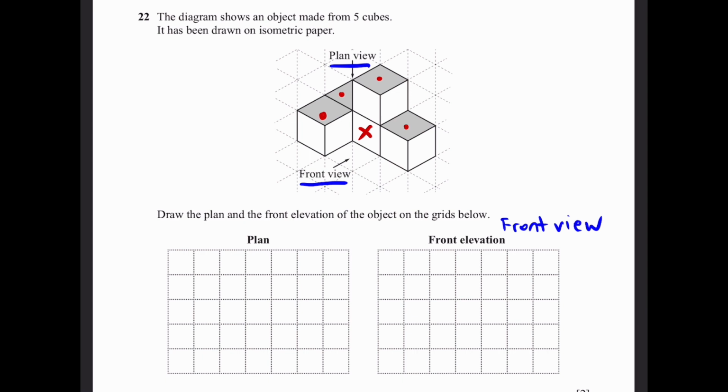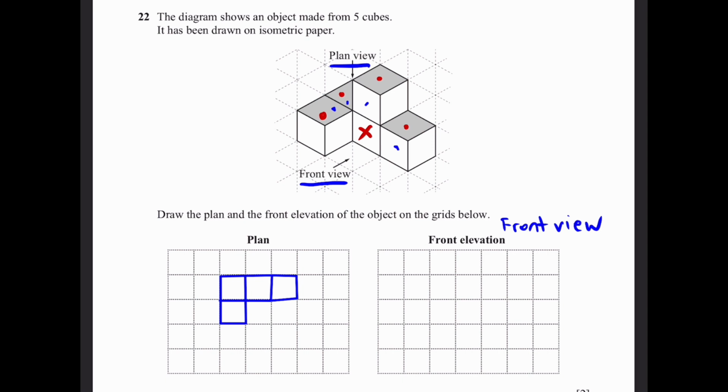So let's draw the plan view. So first, let's draw these left 2 blocks here. That'll make something like this. After that, let's draw this one. It'll be somewhat like this. And now the last one, let's draw it like this. So this is how you draw the plan view.